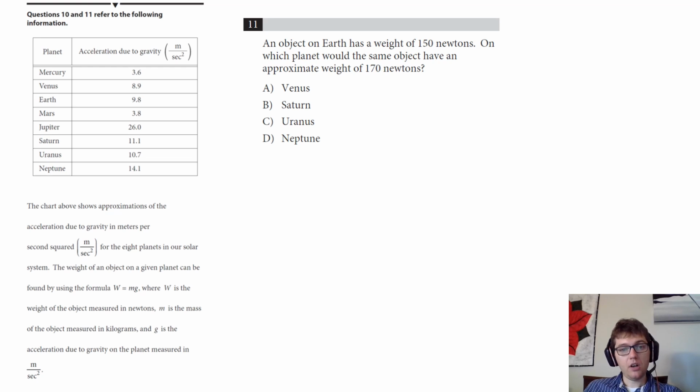Problem 11. An object on Earth has a weight of 150 newtons. On which planet would the same object have an approximate weight of 170 newtons? Okay, so just like problem 10, you're going to be leaning on this W is equal to mg. It's the only equation they give you in that paragraph. W is equal to mg. So start with what you know about when it's on Earth. So you know that the weight is 150 newtons. You know that it is on Earth.